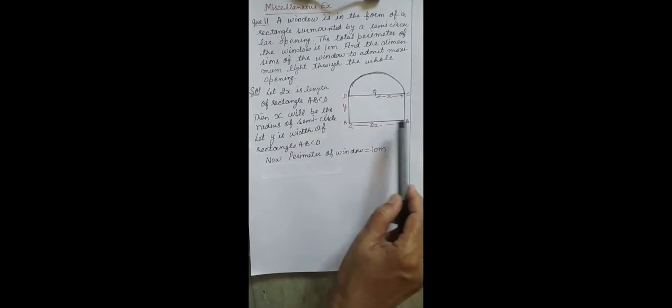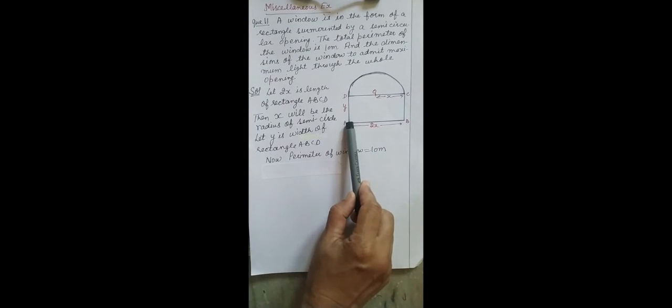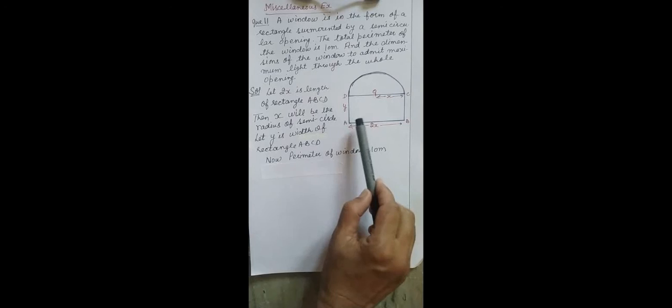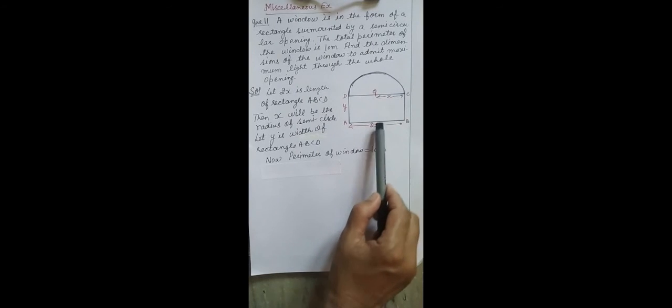For this, let me consider that 2x is the length of the rectangle and y is the width of the rectangle. Then what will be the radius of this semicircle? Because the diameter of the semicircle is DC, which is equal to AB, the radius will be OC, that is half of 2x, that is x. So let 2x be the length of rectangle ABCD, then x will be the radius of the semicircle, and let y be the width of the rectangle.